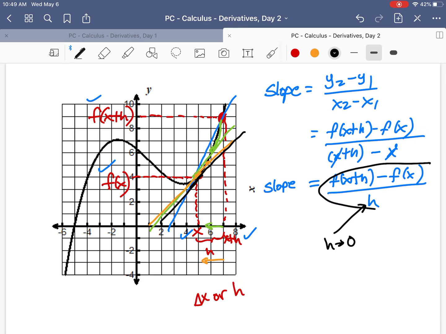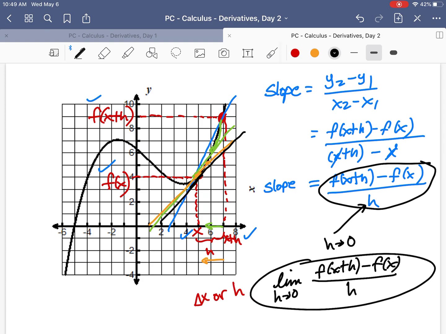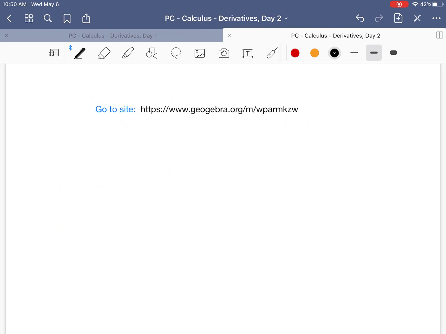We take this little statement right here, this slope, and we say the limit as h goes to 0 of the slope of the secant line, so f of x plus h minus f of x over h. That right there is the limit definition of a derivative. Remember, the derivative is the slope of a tangent line, and this is getting us the slope of the tangent line. I just have a couple more things to reiterate this.